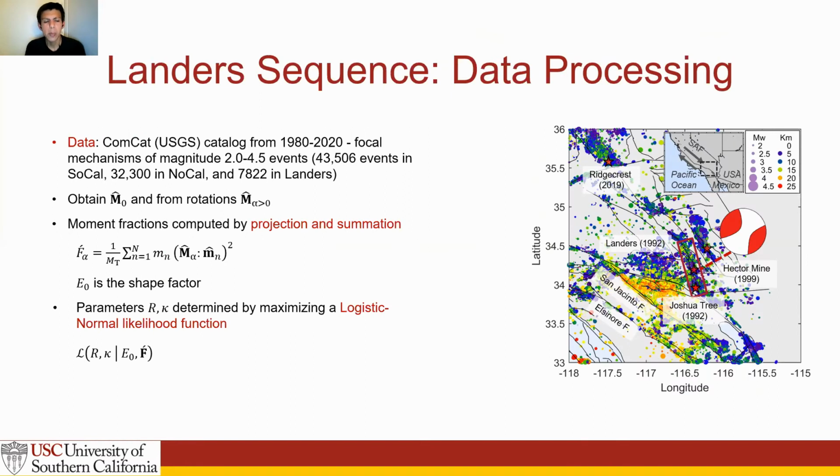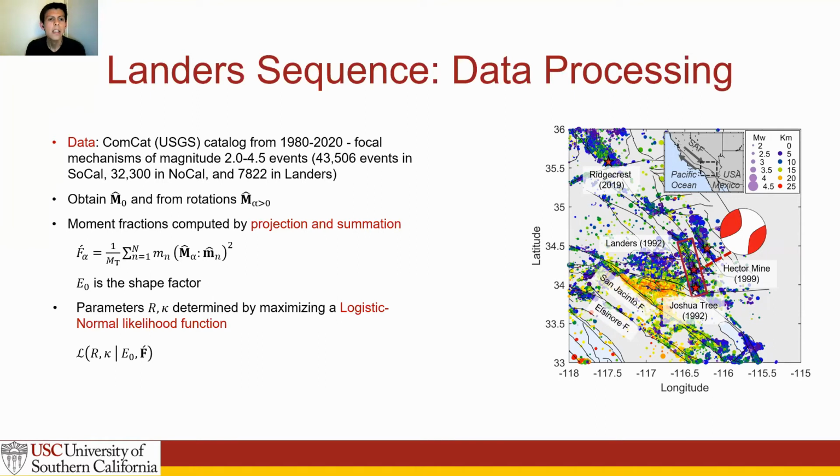As an example of the data processing, I'm going to use the data set from the Landers sequence. The Landers earthquake occurred in Southern California in 1992. The data was obtained from the ComCat catalog from the USGS and has events from 1980 to 2020 in magnitudes 2 to 4.5. In total, the catalog for Southern California has about 43,500 events. The one in Northern California has 32,300. And for this example that I'm showing here, I'm using 7,800 events.